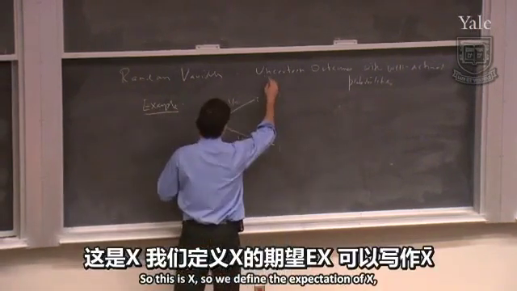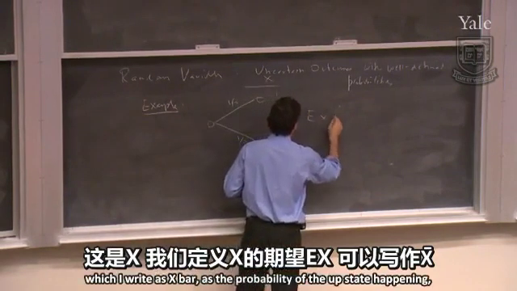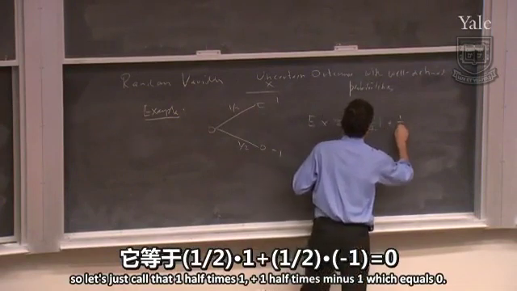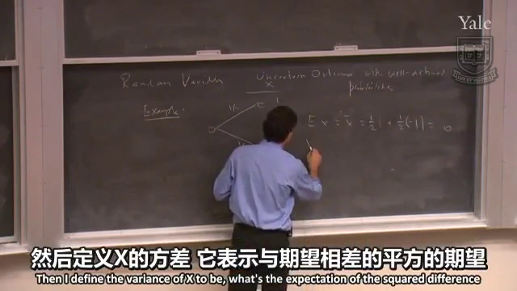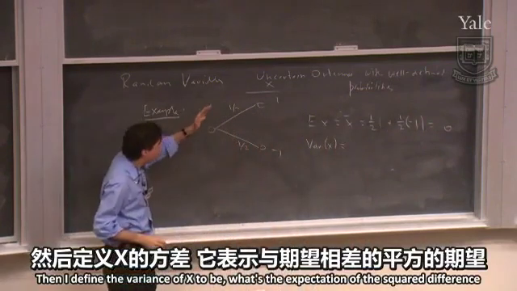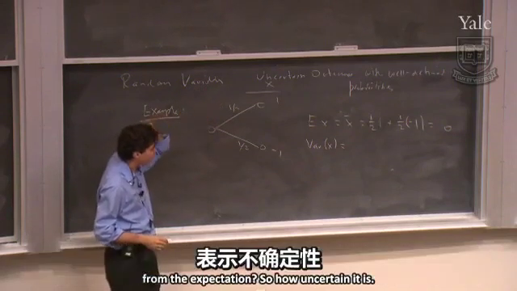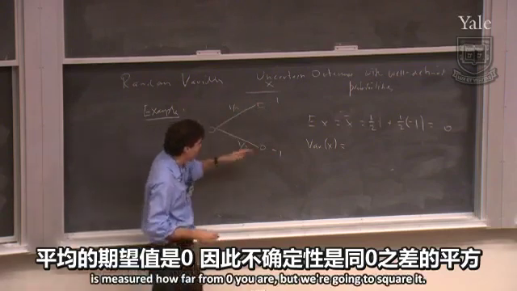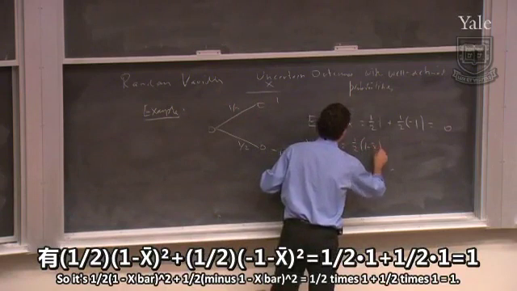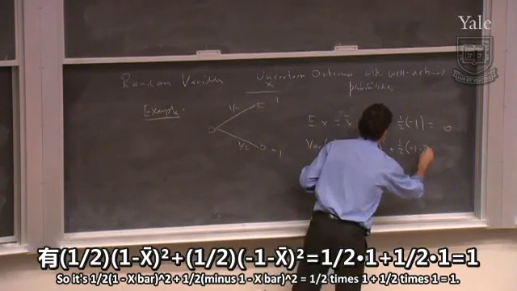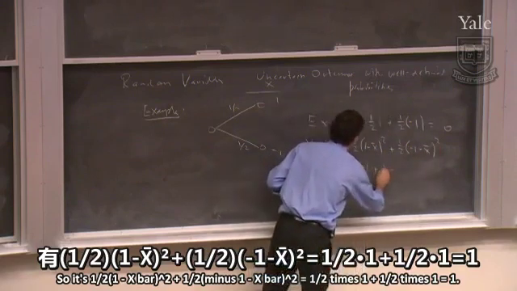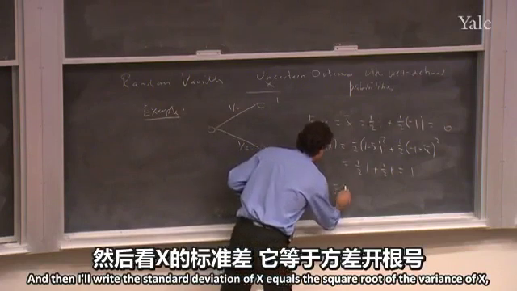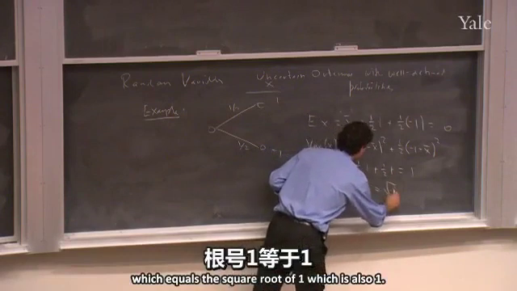So this is x. We define the expectation of x, which I write as x bar, as the probability of the upstate happening. So let's just call that 1/2 times 1 plus 1/2 times -1, which equals 0. And I define the variance of x to be the expectation of the square difference from the expectation. So how uncertain it is: you're on average expecting to get 0, so uncertainty is measured by how far from 0 you are, but we're going to square it. So it's 1/2 times (1 minus x bar) squared plus 1/2 times (-1 minus x bar) squared, equals 1/2 times 1 plus 1/2 times 1, which also equals 1. So the variance is 1. And then I'll write the standard deviation of x equals the square root of the variance of x, which equals the square root of 1, which is also 1.